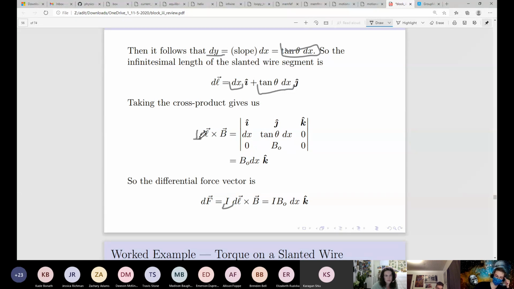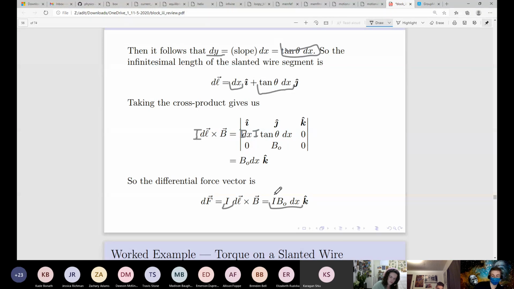You can also include the I just out in front here, and then you would have an I here and an I here. Whatever works best for you. But as long as you include it in the end to find your differential force as I b naught dx in the k hat direction.